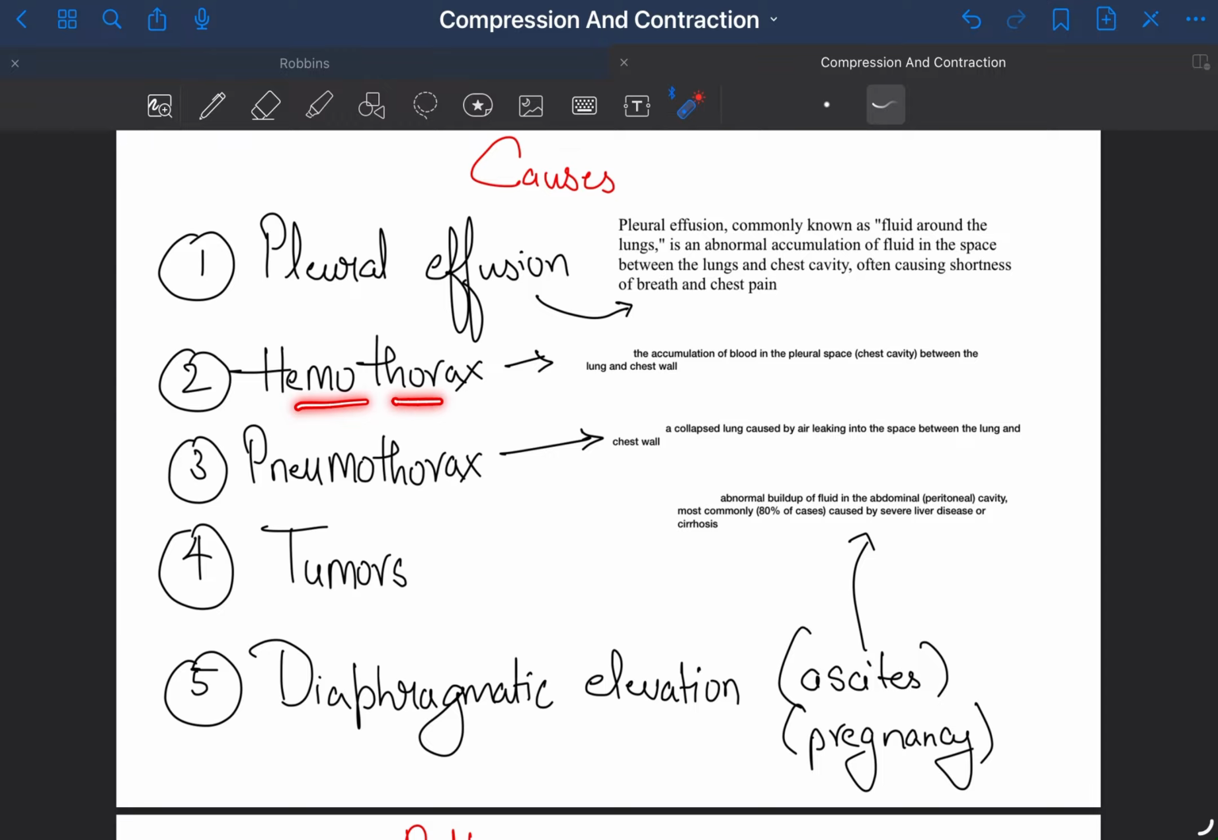Then we have hemothorax. Now this is the accumulation of blood in the pleural space. Then we have pneumothorax, which is a collapsed lung caused by air leaking into the space between the lung and chest wall. Then we have tumors. Then we have diaphragmatic elevation. Now here, ascites or pregnancy. Ascites is an abnormal buildup of fluid in the abdominal peritoneal cavity, and in 80% of the cases it is caused by severe liver disease or cirrhosis.